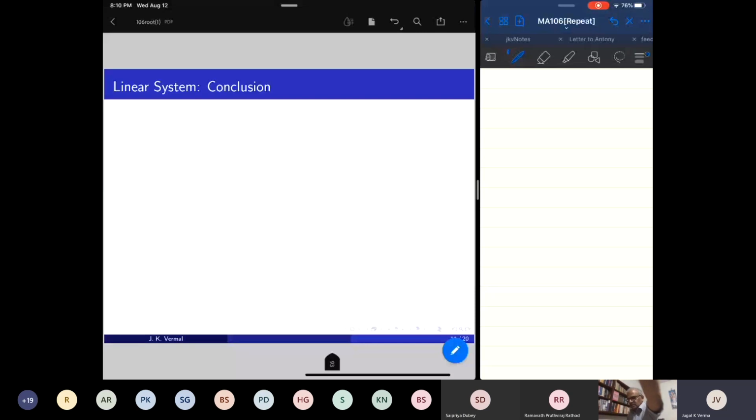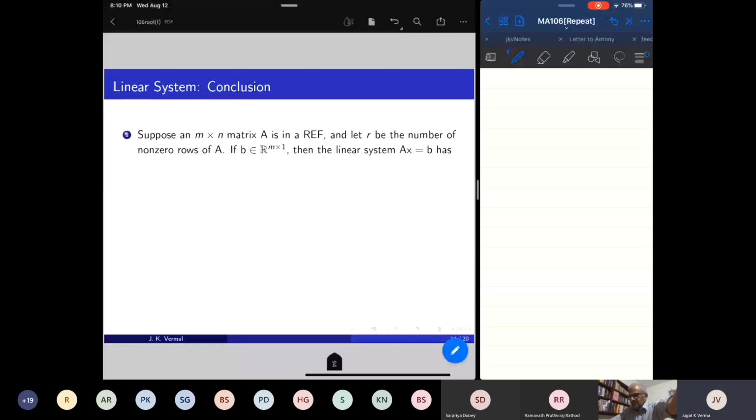So this is the conclusion for system of linear equations. Suppose this discussion assumed that my matrix is in row echelon form. So we have an m by n matrix which is in row echelon form. First, look at the number of non-zero rows.